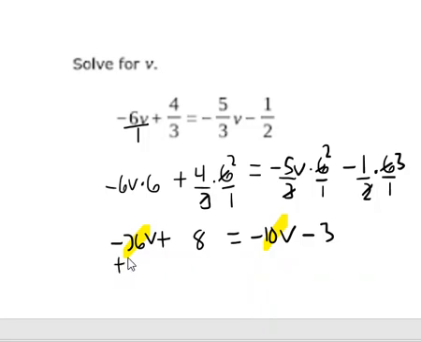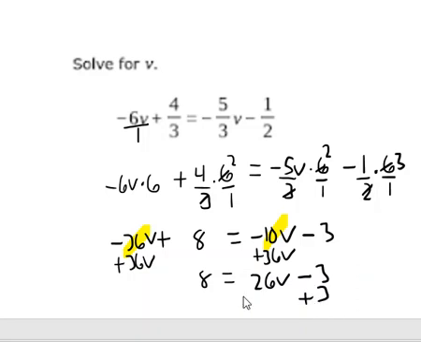I'm going to go ahead and just add 36v to both sides. Because when I'm doing these, I always like to be left with something that's positive, and a negative 10v and a positive 36v is a positive 26v. Then we have minus 3, and then from there, we would add 3 to both sides.